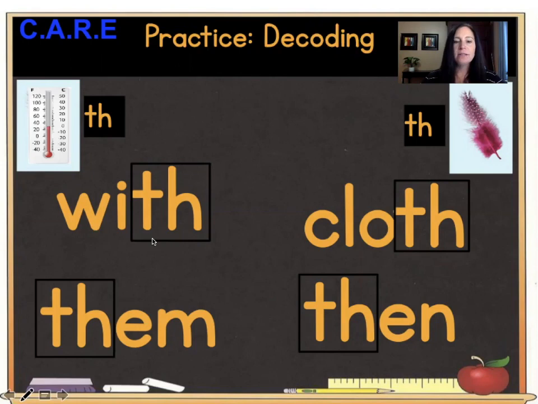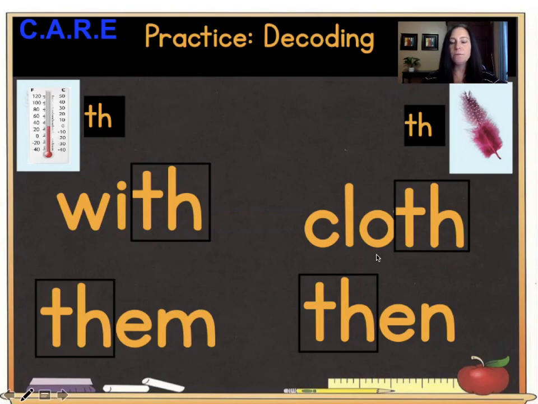I hear the consonant digraph at the end of my word. Is that voiced or unvoiced? Listen. With. That's right. It's unvoiced, just like the keyword thermometer. Thermometer. Good. Let's look at the next word.